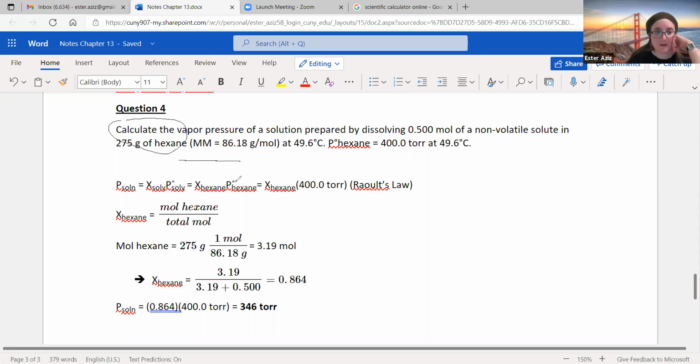So what do we know of these two factors? Do we know the X of hexane? Do we know P of hexane? Knowing the pure pressure of a substance should be easy because it's a constant at a certain temperature. So we know that it's 400 torr at 49.6 degrees Celsius. Okay, so this is 400 torr, multiplied by the X of hexane.